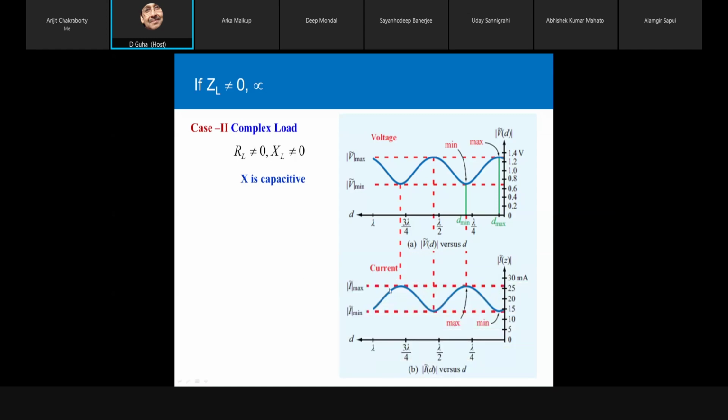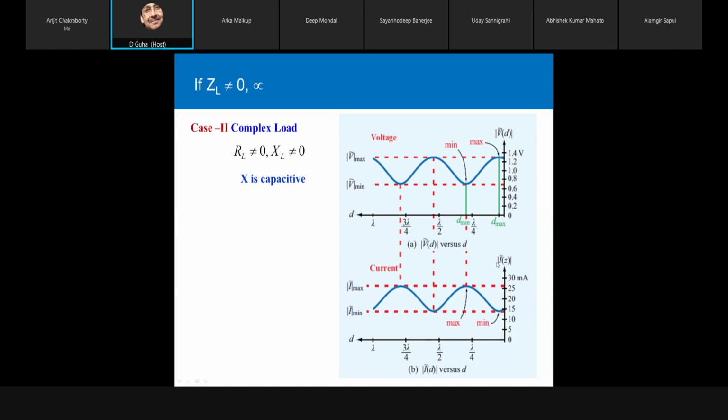This is your current. Current is minimum. Very similar to the case of only resistive, current is 0. But here current is 0 not at d equal to 0, not at the load. Rather, when you are a bit away from this load. So anyone, can you tell what will happen if X is inductive?